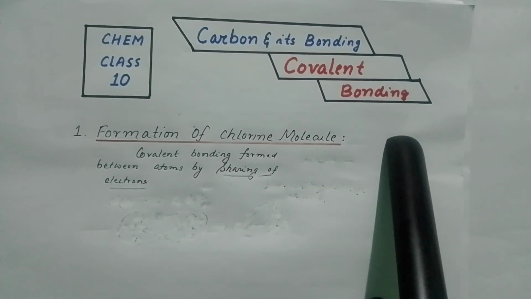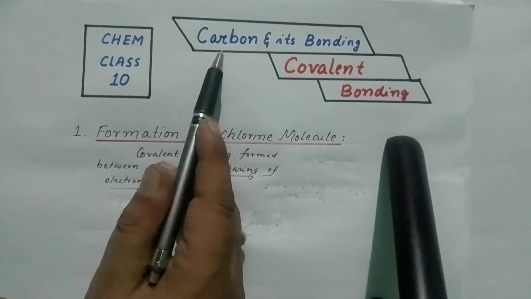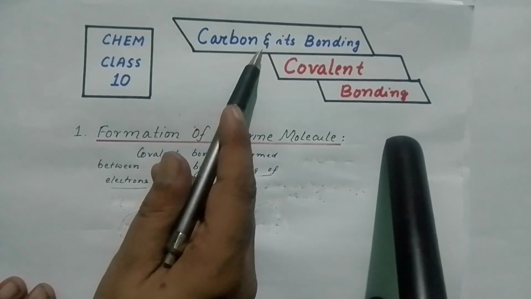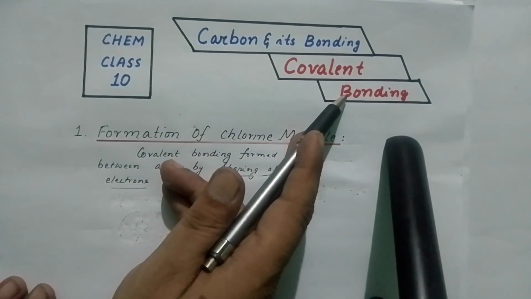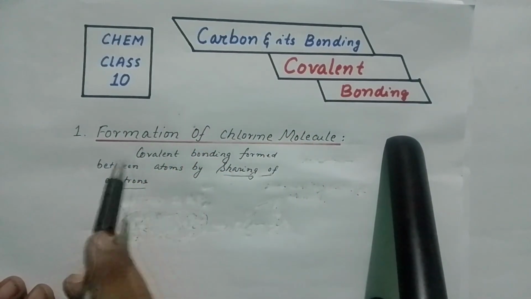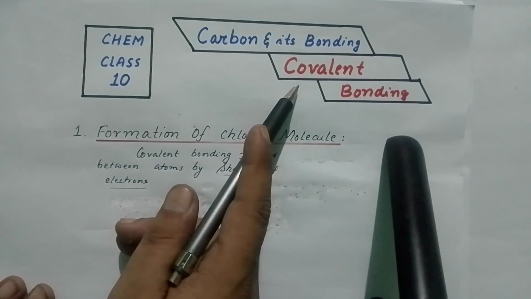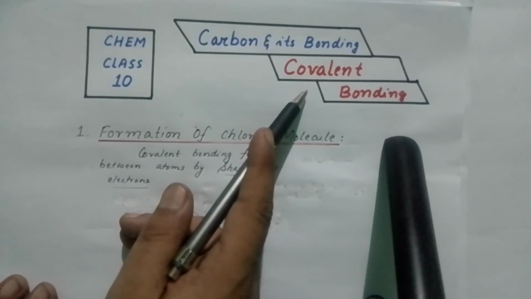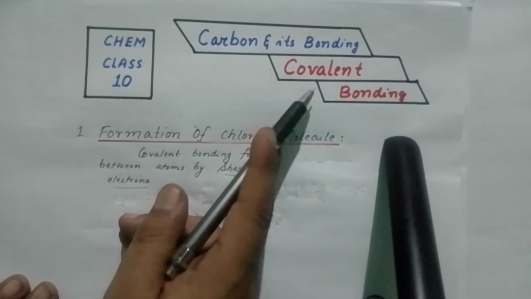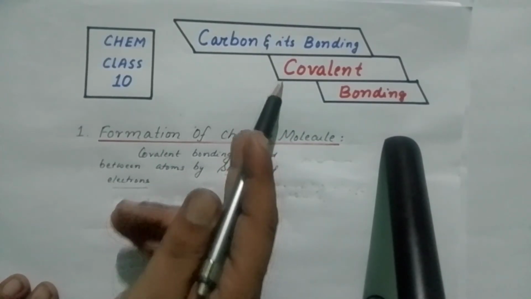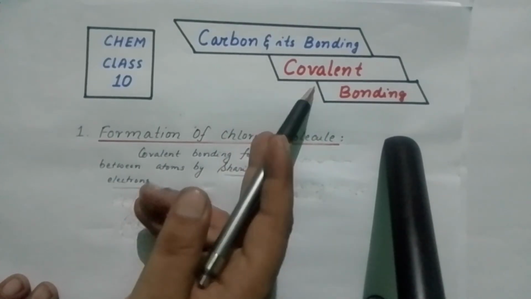Hello, welcome class 10. We study the chapter carbon and its compounds, that is covalent bonding. Where covalent bonding takes place between two or more atoms, we call it covalent bonding. Covalent bonds are nothing but the sharing of electrons between two atoms.